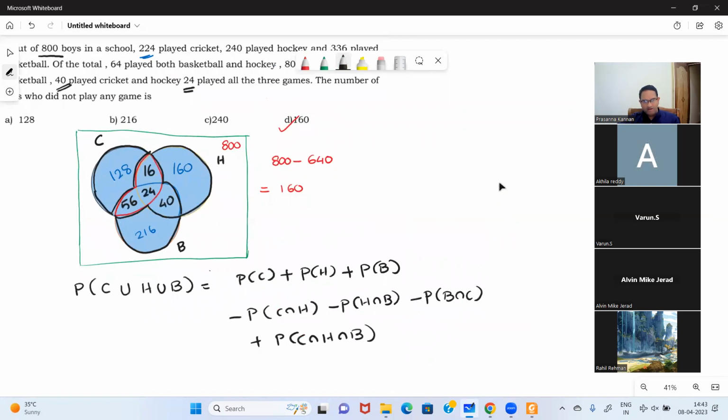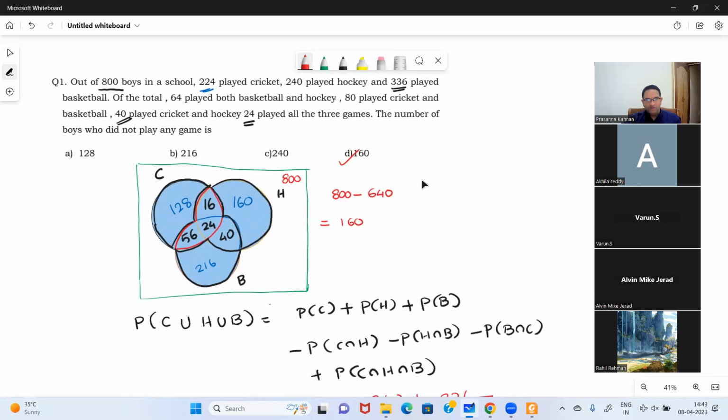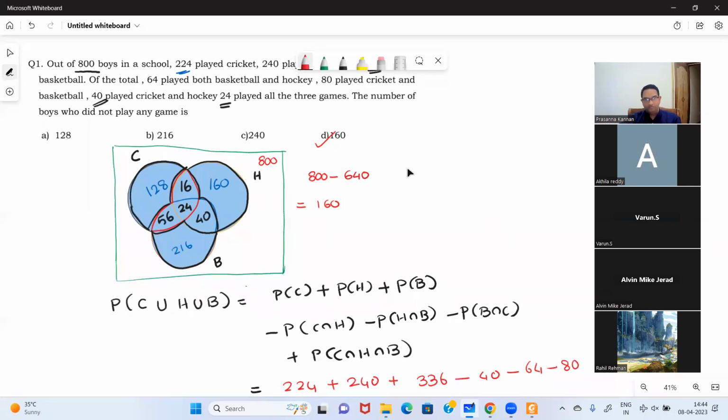So now, can you tell me the values? How many people play cricket? 224. Yes. How many people play hockey? 240. How many play basketball? 336. How many play cricket and hockey? 40. 40 play cricket and hockey. How many play hockey and basketball? 64. How many play cricket and basketball? 80. And how many play all the three? 24.